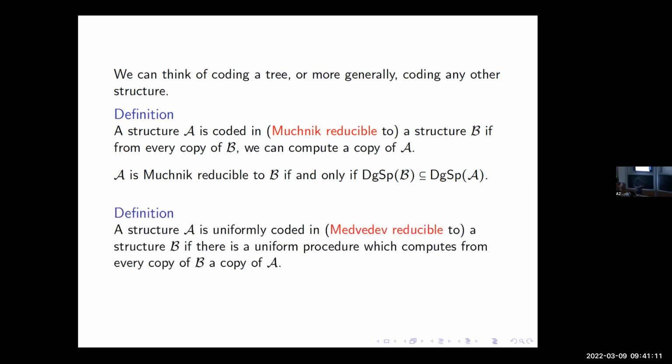And then, of course, maybe I have to put in the uniform notion, which is Medvedev reducible, which means that there's a uniform procedure which from every copy of B is going to compute a copy of A. So this is the general framework we're thinking of. We might call this coding, but maybe it's better to use the classical terms of Muchnik reducible.